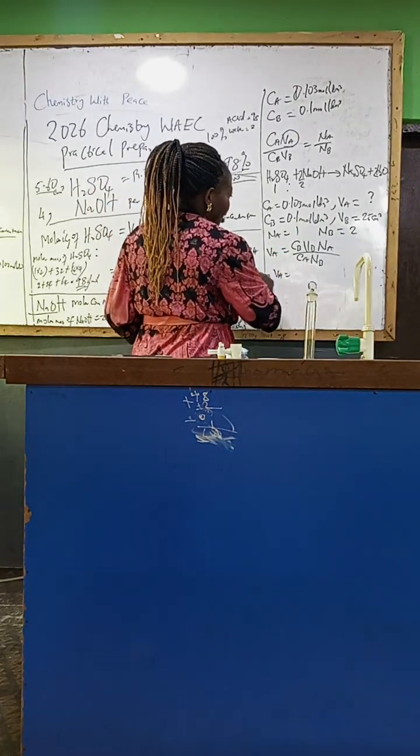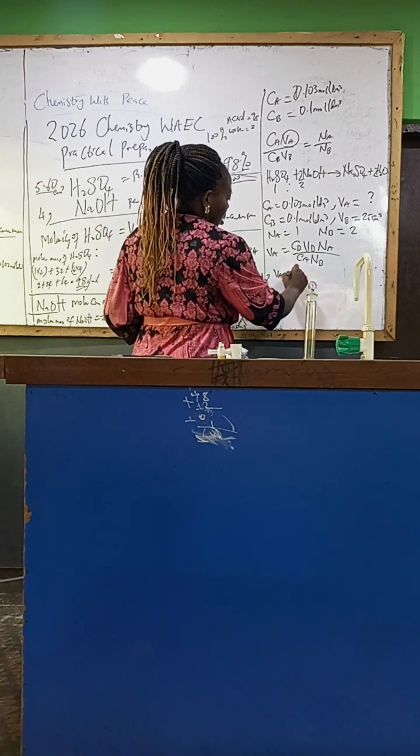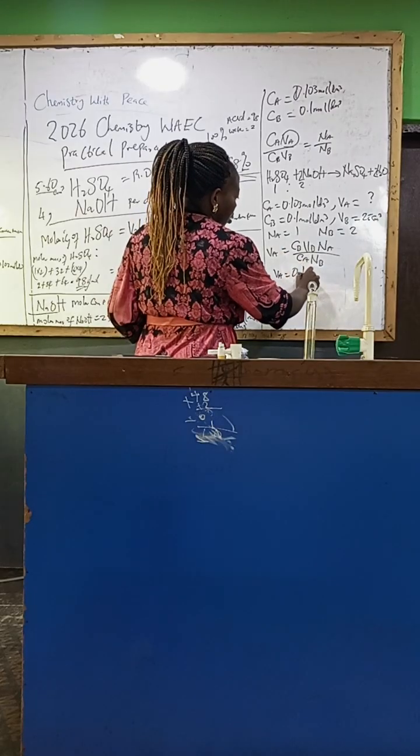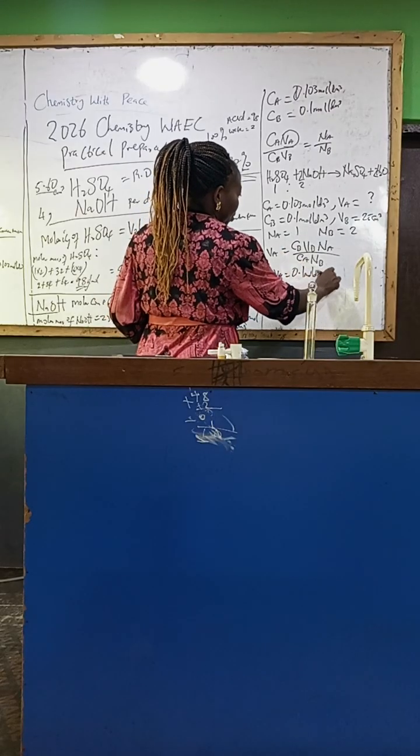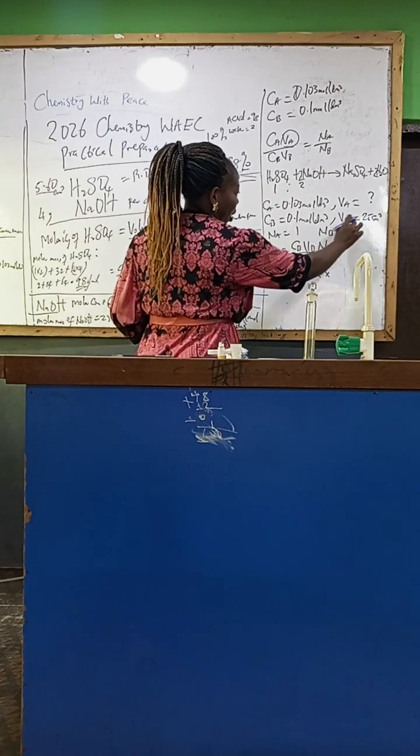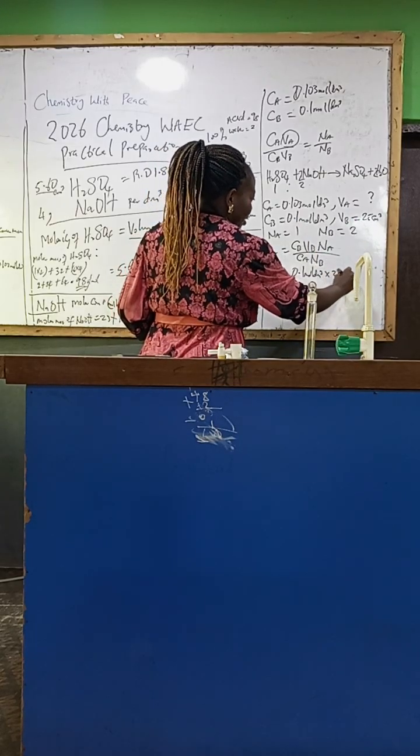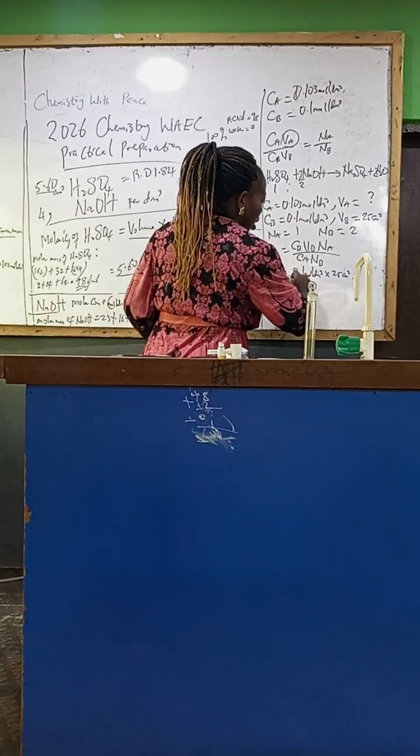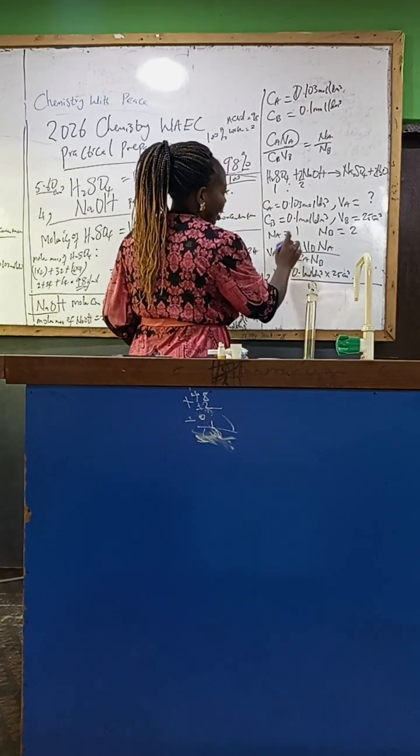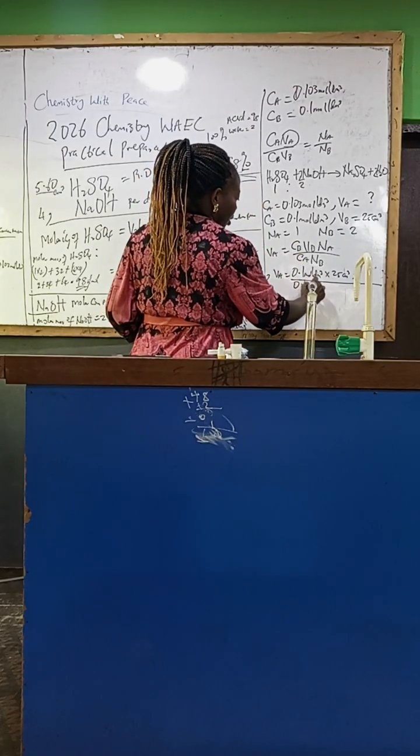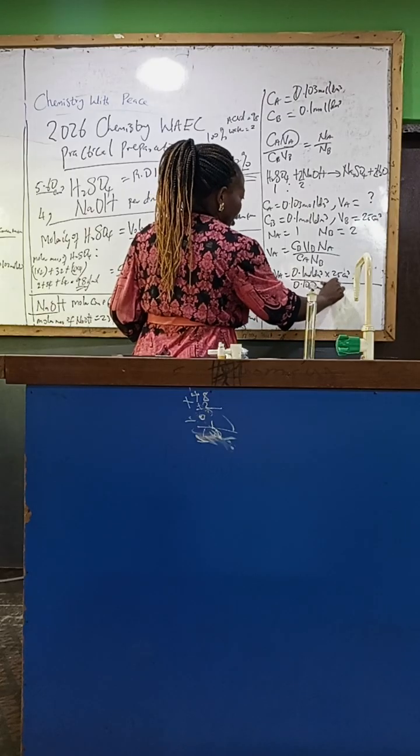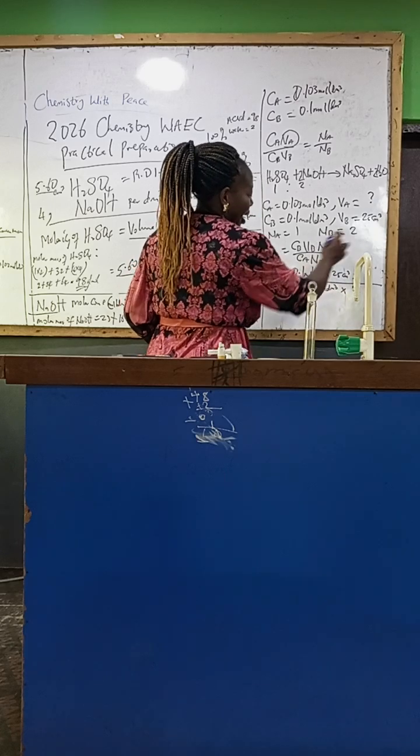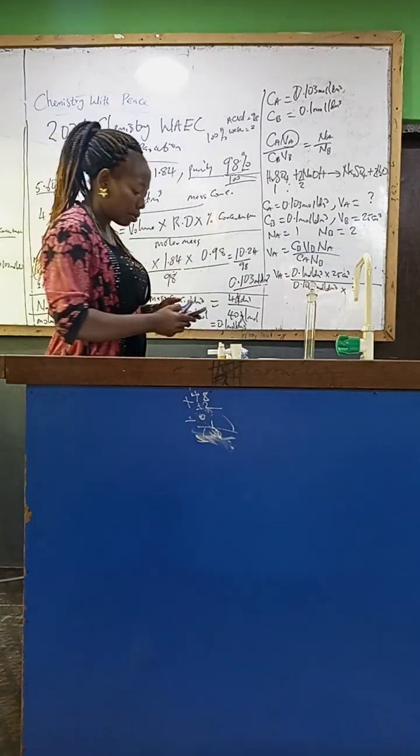So now we are going to substitute the value into the formula. Here we have Va to be equal to, our Cb is what? Our Cb is 0.1 mole per dm cube times our Vb. Our Vb is what? 25 centimeter cube. Then times our Na is 1, all over our Ca is what? 0.103 mole per dm cube times 2. Our Nb is 2. Please use your calculator.